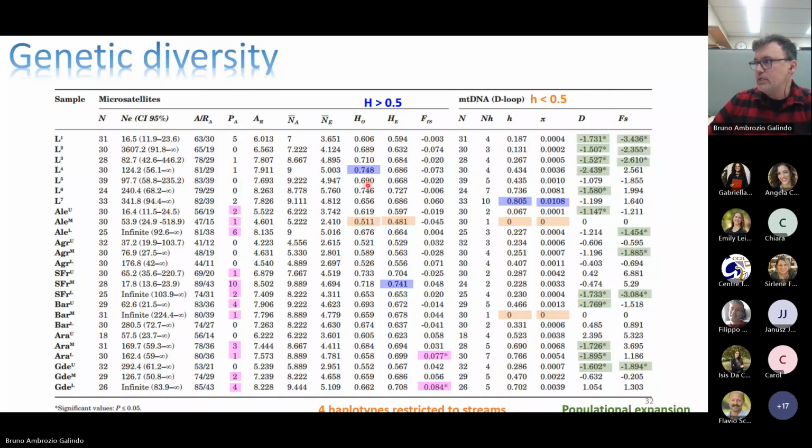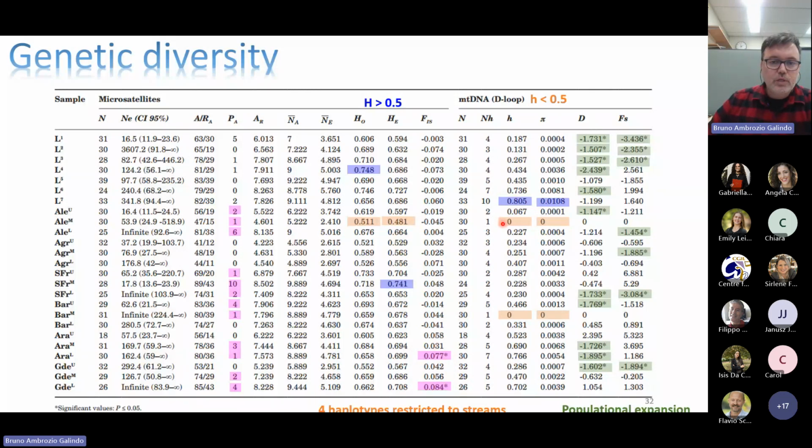So here I have the observed heterozygosity ranging from 0.5 to 0.7. The expected heterozygosity ranging from 0.4 to 0.7. And these values are pretty decent values for neotropical fishes. And maybe because of this we didn't find much inbreeding, as a significant inbreeding coefficient, only this stream presented some significant value.